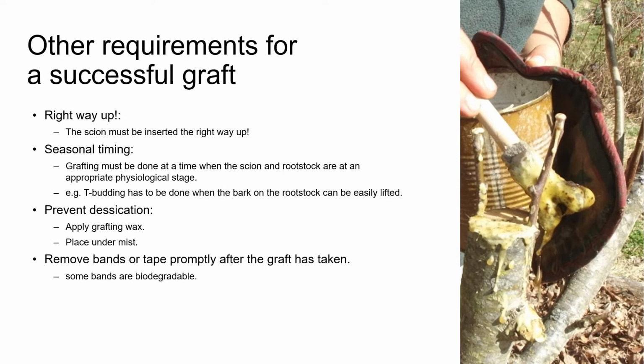The length of time needed for a graft to take depends on the species and the environmental conditions. It may take just a few weeks for a graft to take in plants such as greenhouse-grown citrus, or it can take several months. After the graft is taken, any bands, tape, or clips should be removed promptly. Some bands are now biodegradable and will fall away naturally after a specific length of time, which obviously saves quite a bit of labor.